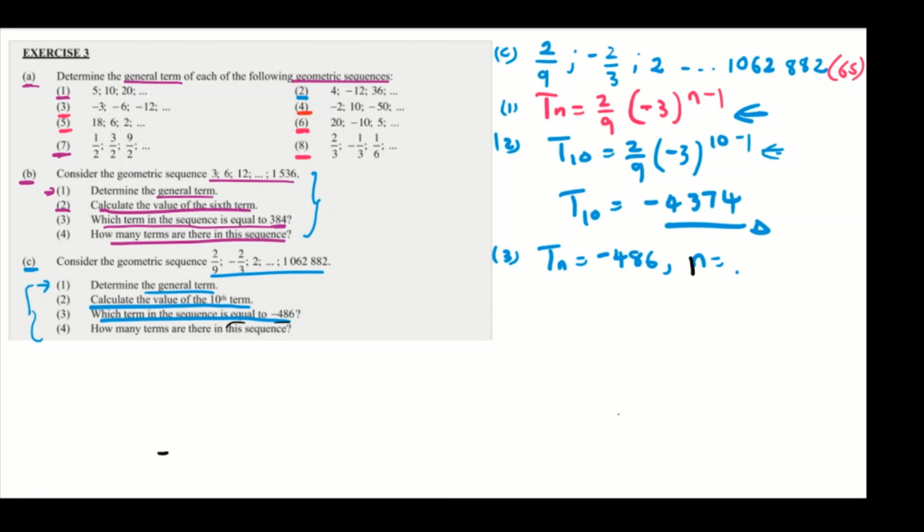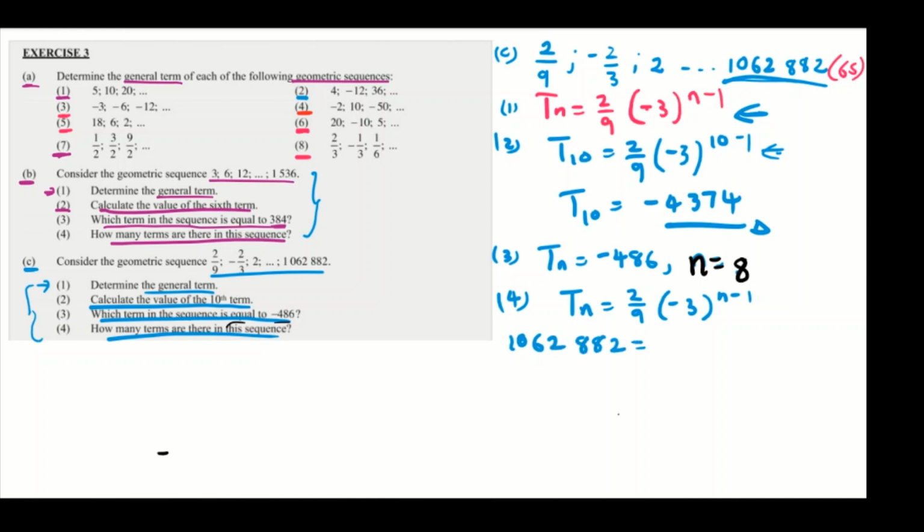So now we know that n is equal to 8. So now let's go down to the fourth part of the question. We are asked to find the term of the sequence. We know that the sequence ends at this value, so that's going to be our Tn. So we say Tn is equal to 2 over 9 into minus 3 to the power of n minus 1. And then Tn is equal to this, which is 1062882. So 1062882 equals 2 over 9 into minus 3 to the power of n minus 1.